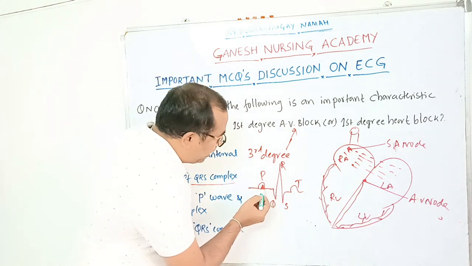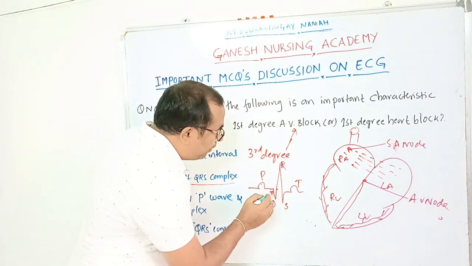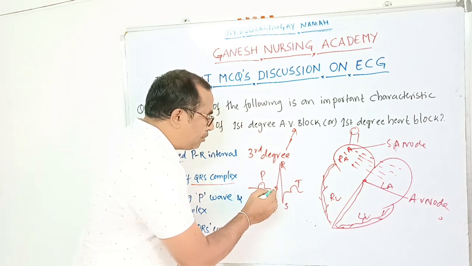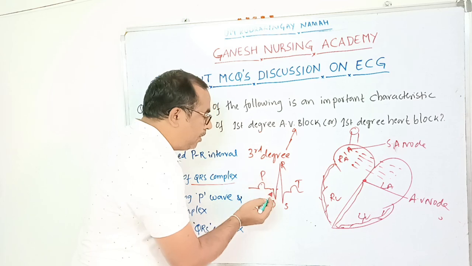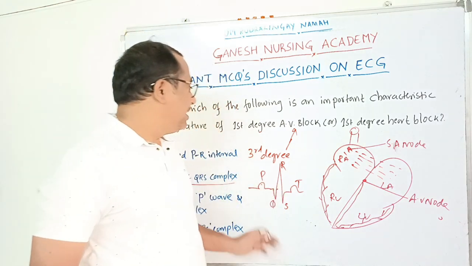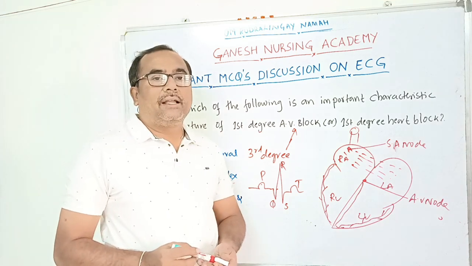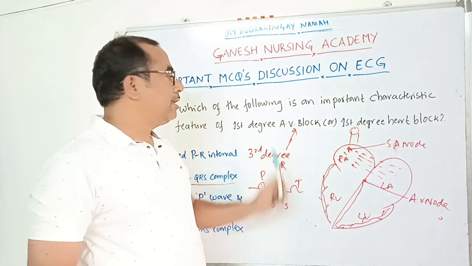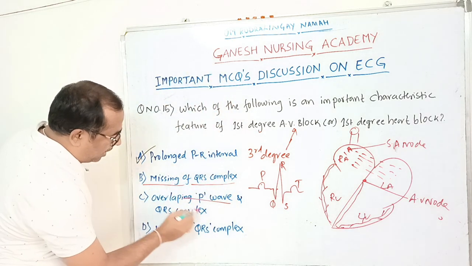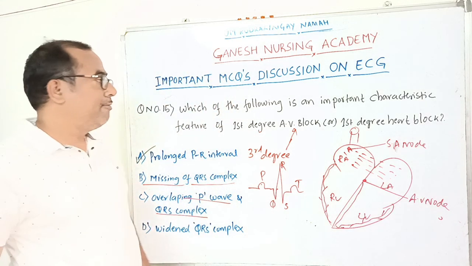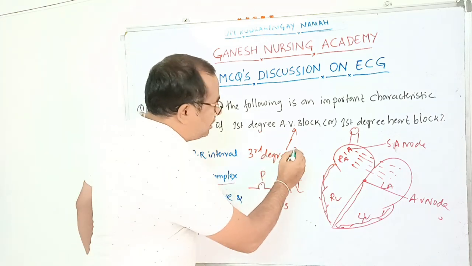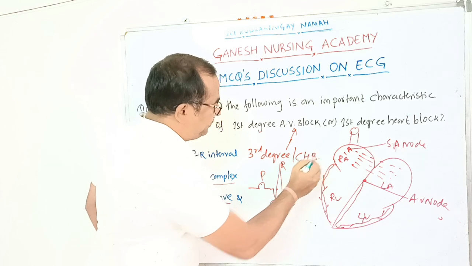There may be overlapping of the P wave and QRS complex, or the QRS complex may appear late after the P wave. Or sometimes the QRS complex appears very near to the P wave, or the P wave may be merged into the QRS complex. All these things we can see in third degree AV block, also known as complete heart block. This overlapping of P wave and QRS complex is an important characteristic feature of third degree AV block, or complete heart block.